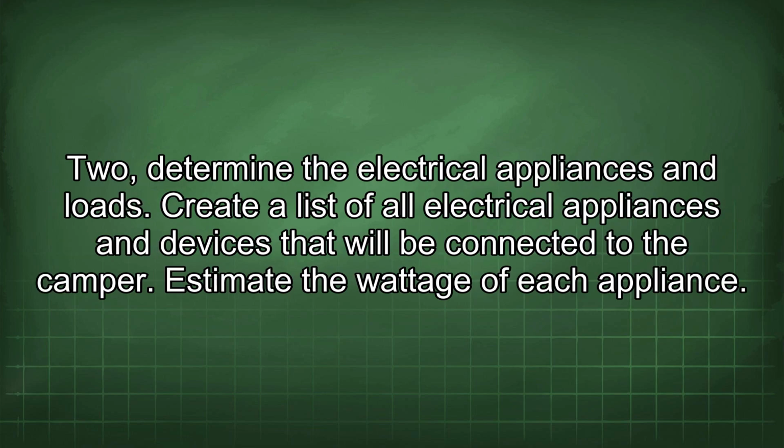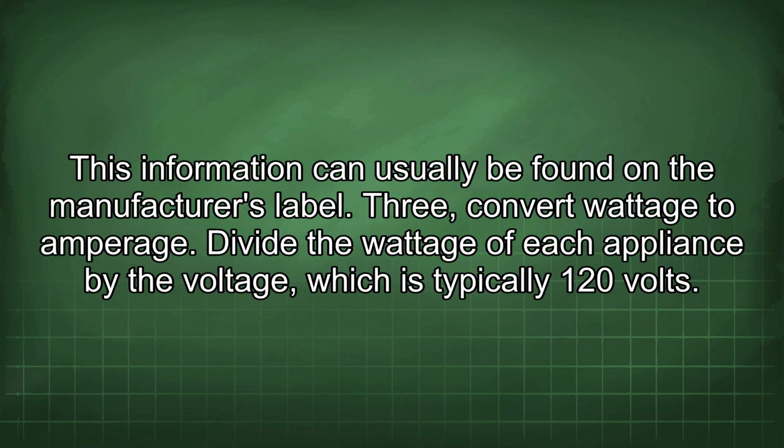2. Determine the electrical appliances and loads. Create a list of all electrical appliances and devices that will be connected to the camper. Estimate the wattage of each appliance. This information can usually be found on the manufacturer's label.